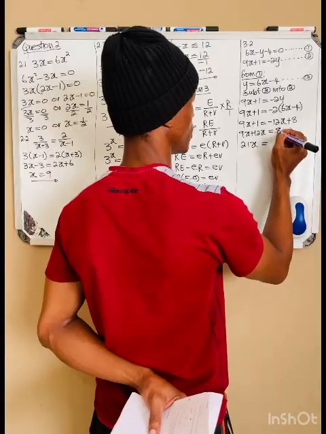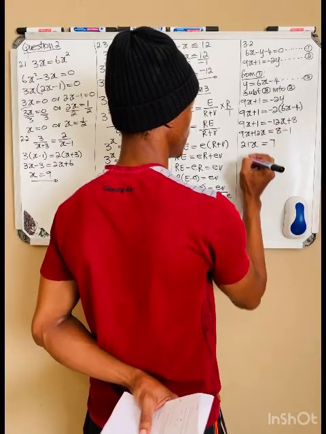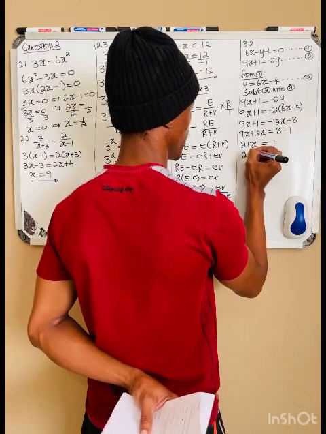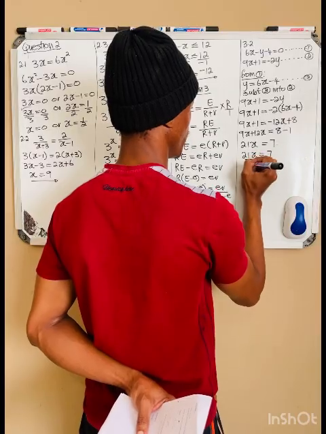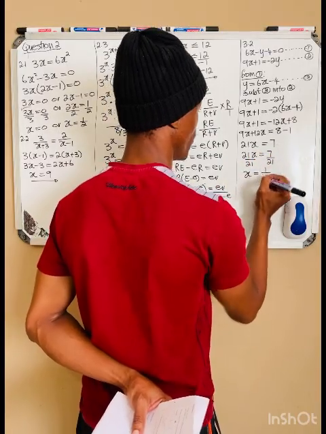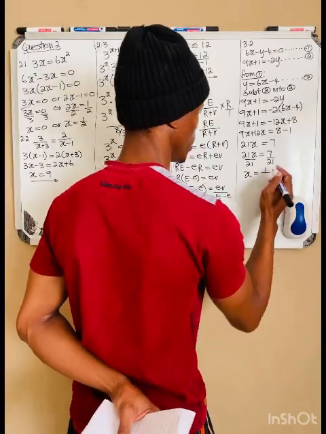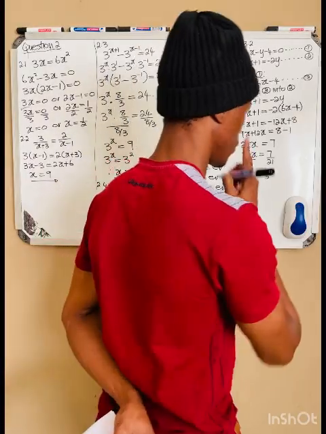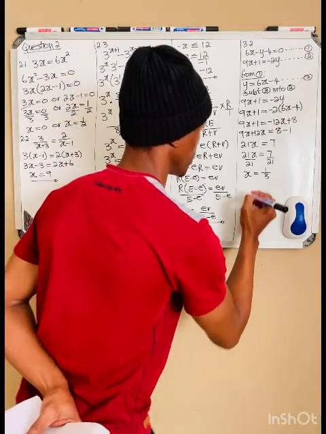And then 8 minus 1, that's 7. So we have 21x equals 7. We divide by 21, divide by 21, which implies that x is 7 over 21. So x equals 1 over 3. 7 over 21 is 1 over 3.